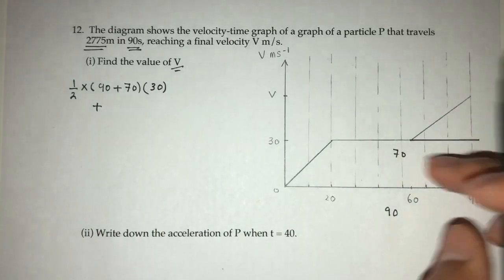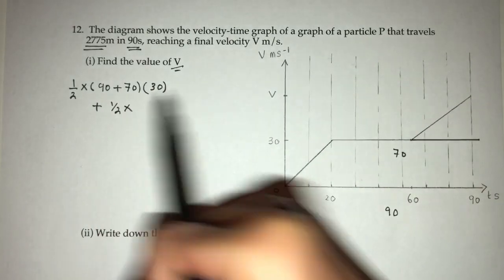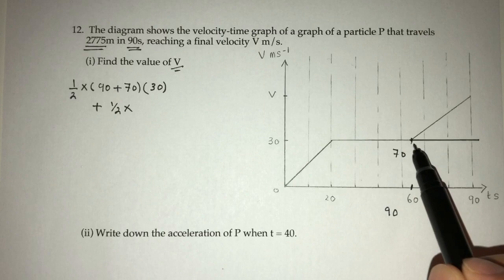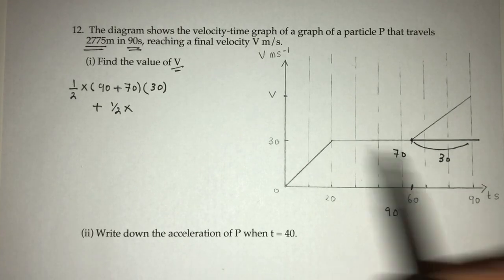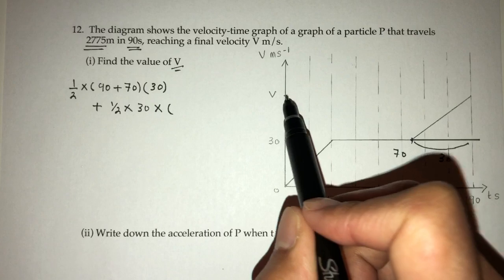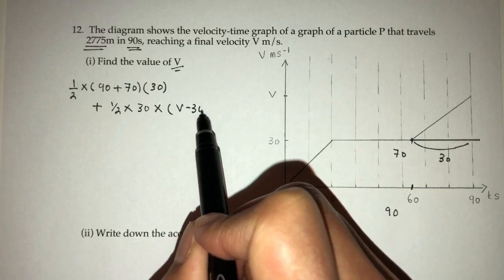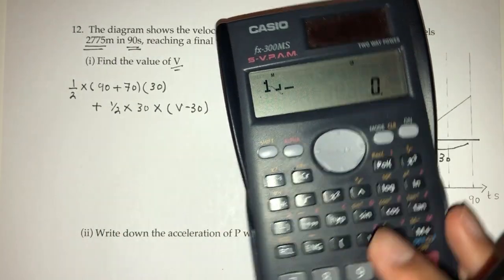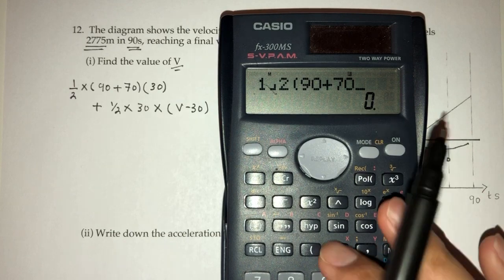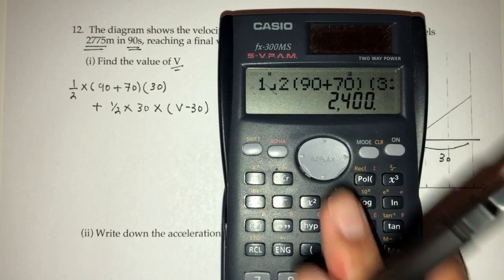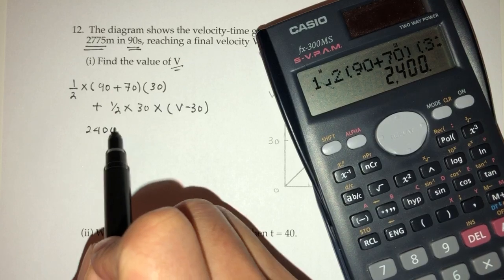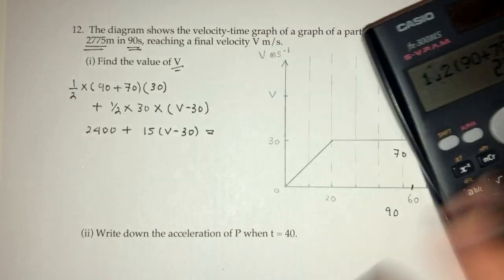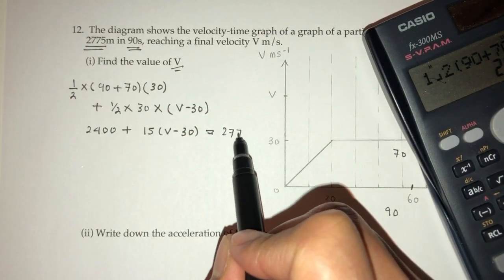And plus area of this triangle, which is half, times base, that will be, if this is 60, this should be 30, and times height. Height will be this one, which is v minus 30. Now we can simplify. So that will be half times 90 plus 70 times 30. That will be this plus 15 v minus 30 equal to, we know the value is 2775.